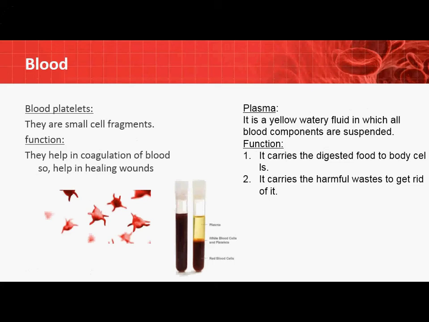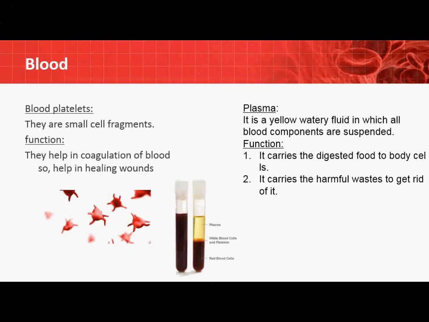Plasma is a yellow watery fluid. This is the fluid in which all blood components are suspended. We have red blood cells, white blood cells, and blood platelets, and all these components are suspended in the plasma. Plasma carries digested food to all body cells and carries harmful waste to get rid of it.